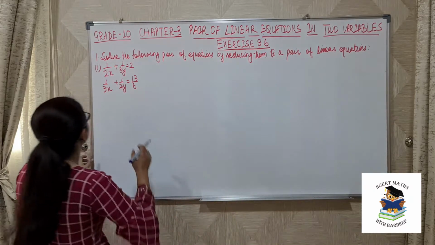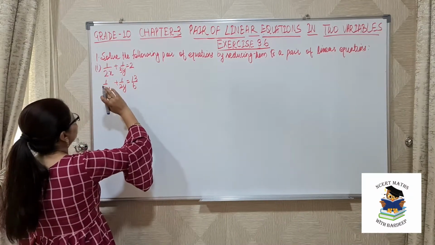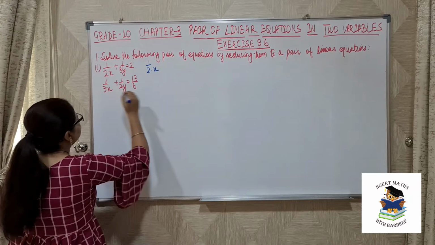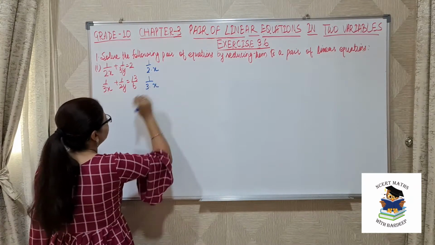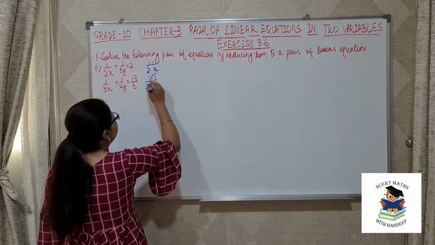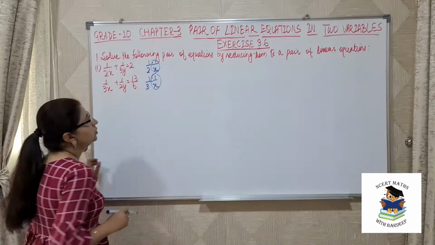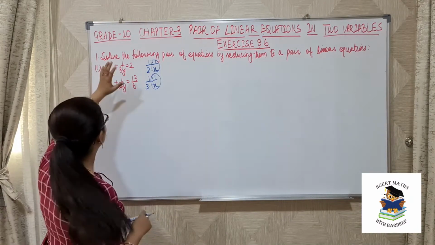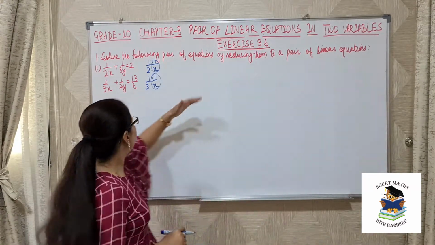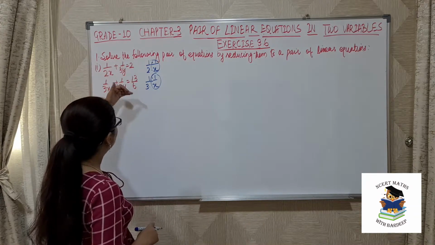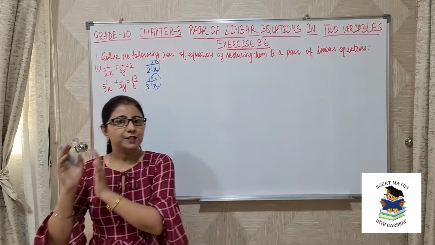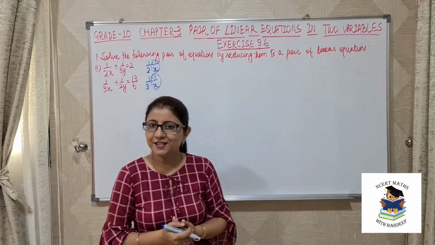equation. So let's see. Our first equation is 1 by 2 times x. In this case it is 1 over 3 times x. So this also can be written like this. So 1 by x is common in both equations. So we will replace 1 by x with some other variable, let us suppose u. And similarly 1 by y is common in both equations. So we will replace 1 by y with some other variable, let us suppose it is v.